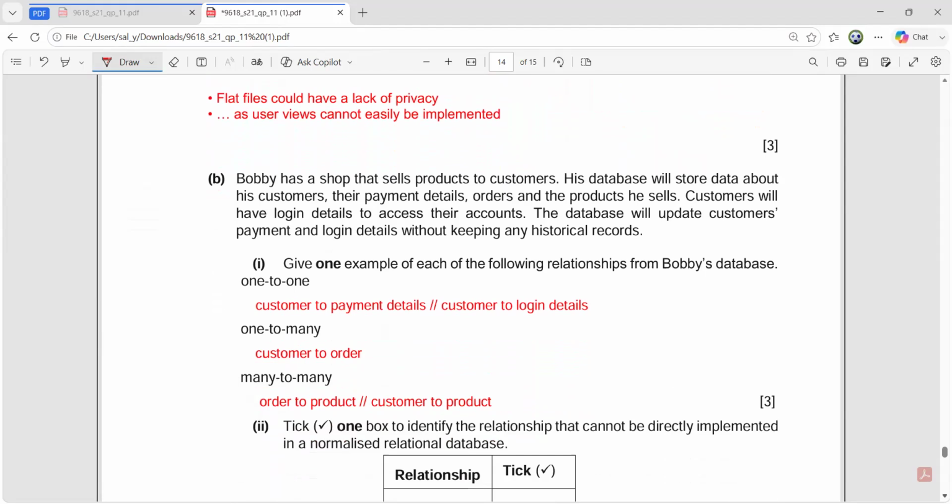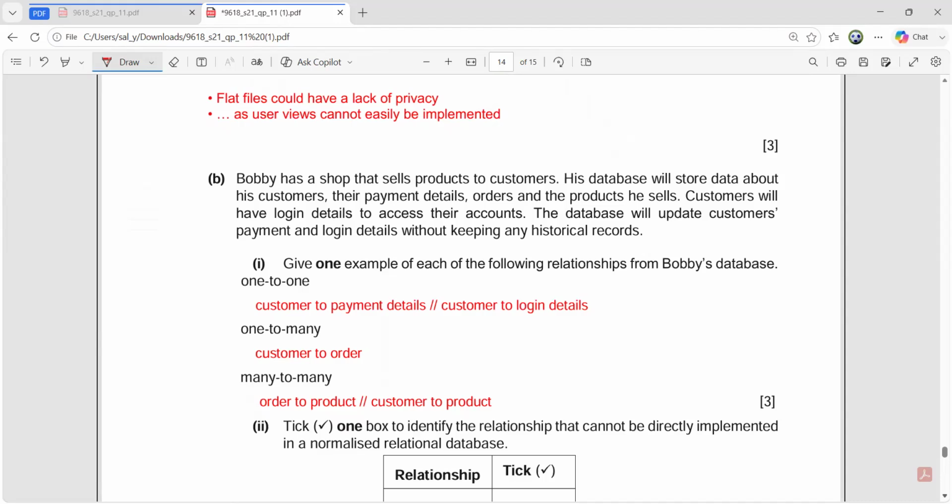One-to-one can be customer to payment. That is one-to-one, one customer and one set of details. Or it can be customer to login details. Like I'm the customer, so my login details are going to be related to me only. So the example for one-to-one is customer to payment or customer to login.